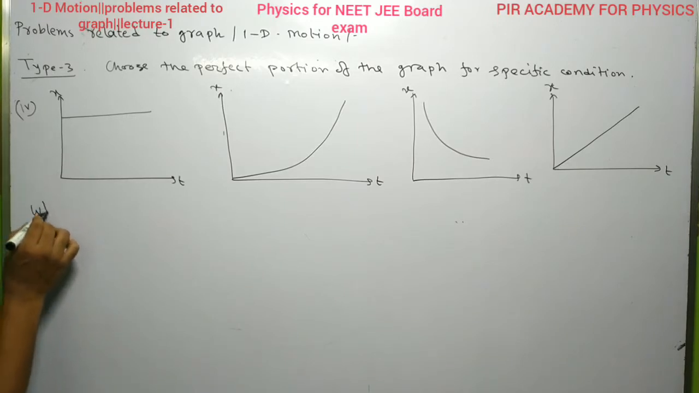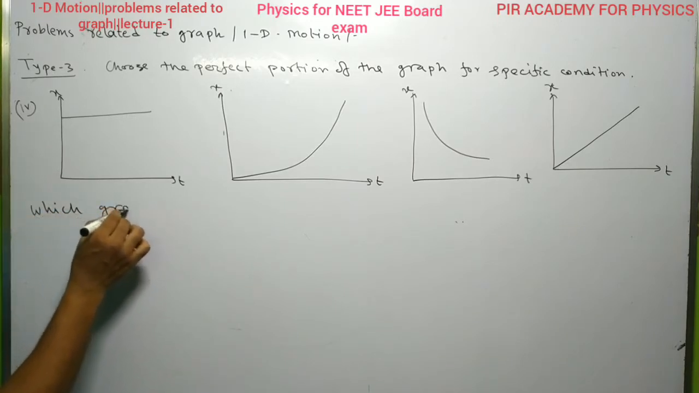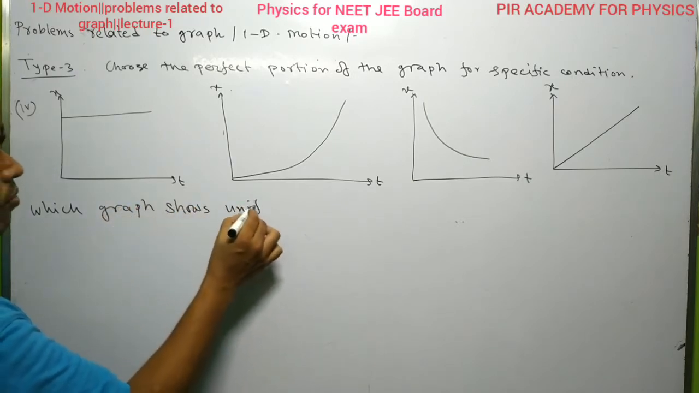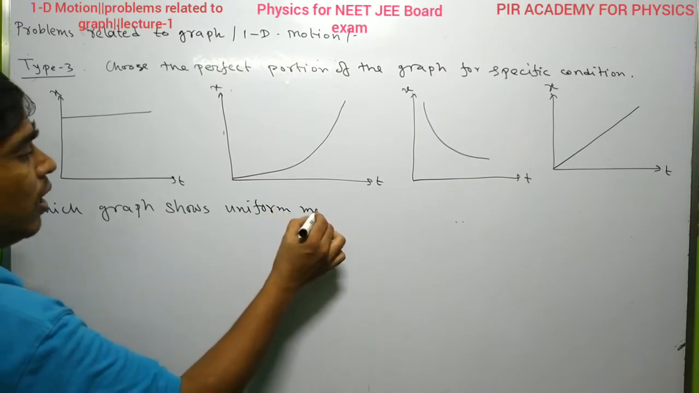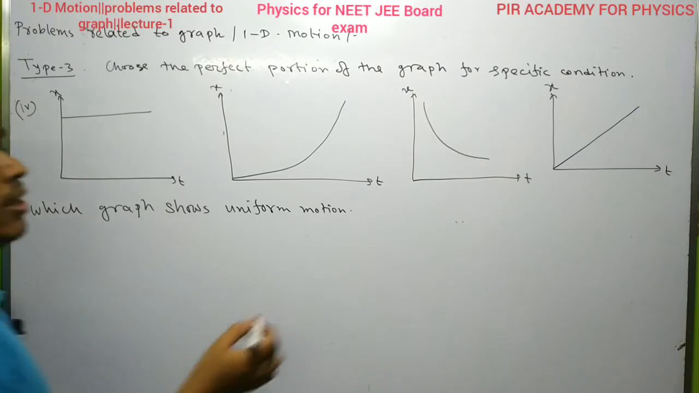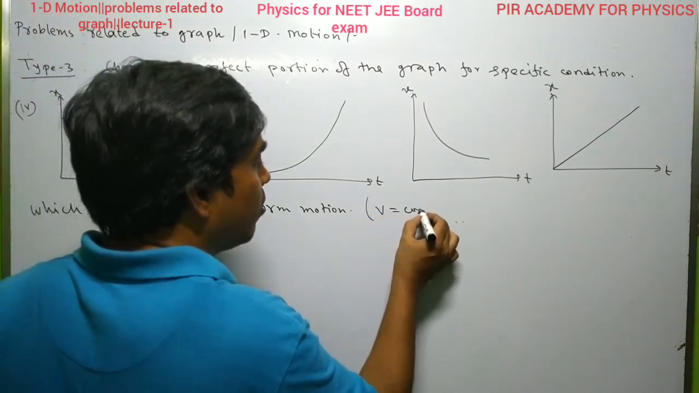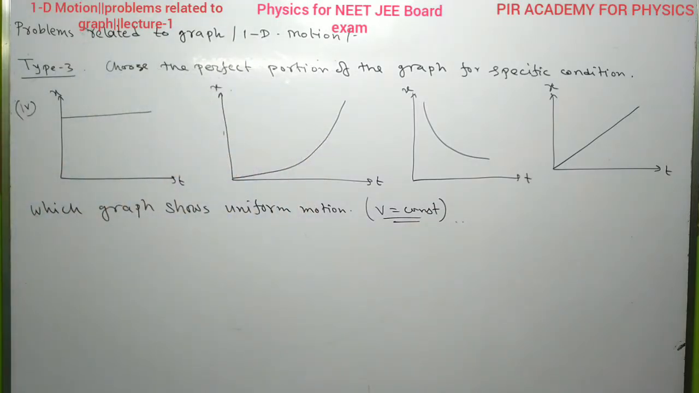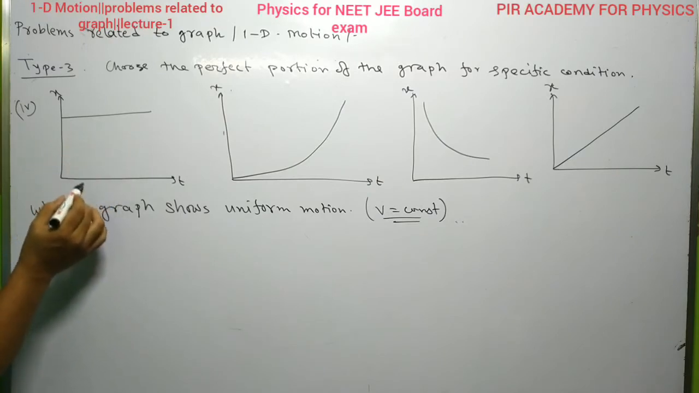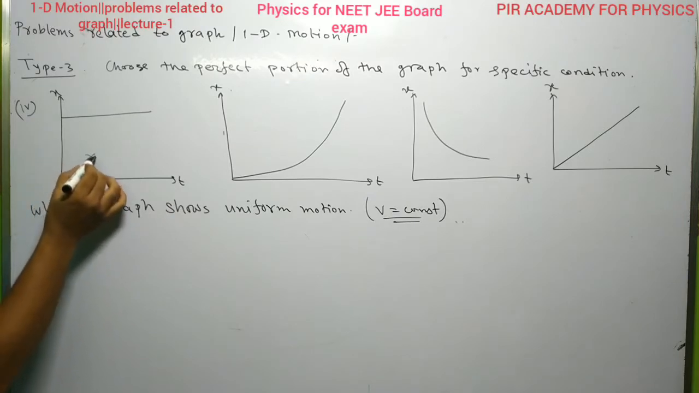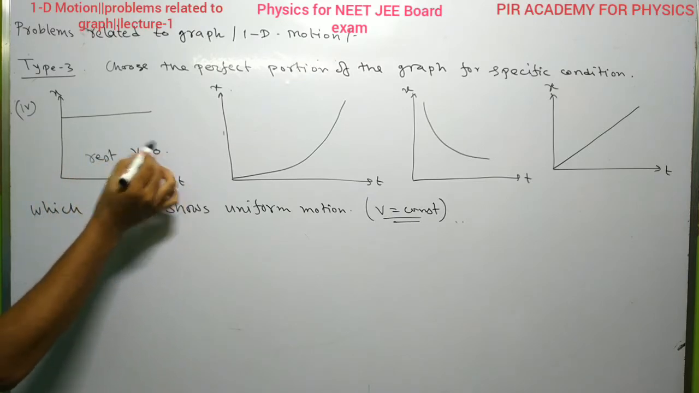Which graph shows uniform motion? Uniform motion, that means velocity must be constant. When velocity is constant, then the motion is called uniform motion. Here velocity is not constant. This is a rest condition. Time is going on, but this is a particle at rest. Here v equals 0.